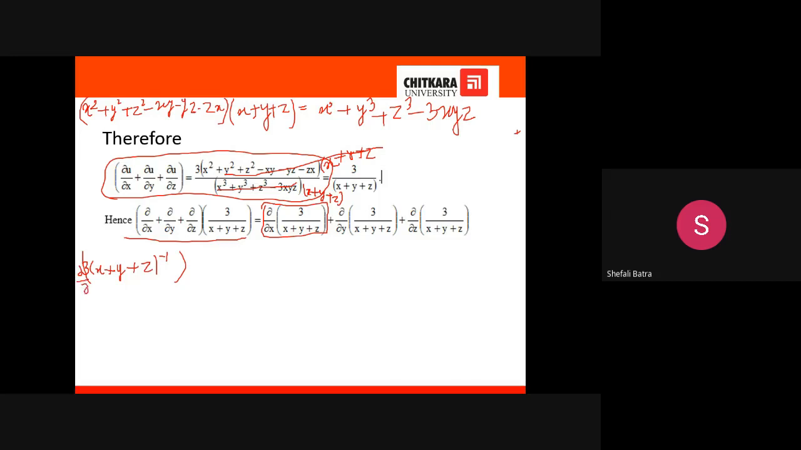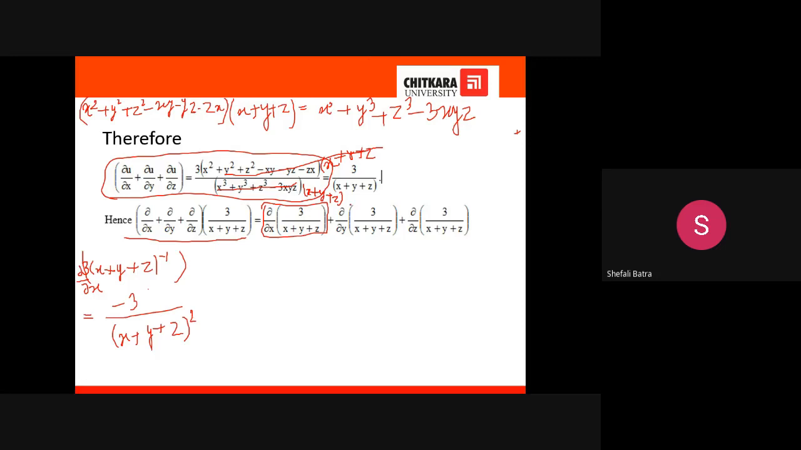No, it will be minus 3, minus 3 bracket x plus y plus z power minus 2. So can I write like this? Minus 3 upon x plus y plus z whole square. Yes, ma'am. ठीक है ना?